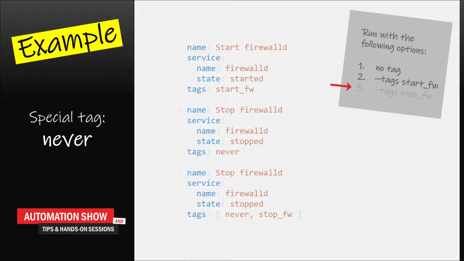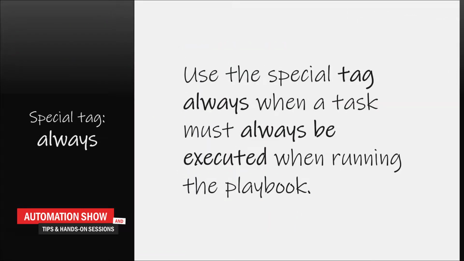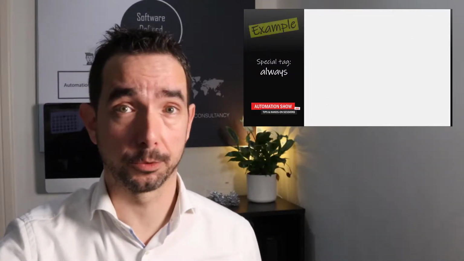Stop firewall, the first task will not execute, the middle task will never execute, and the last task will execute because the tag matched the last tag. Then the second special tag is always. Use the special tag always when a task must always be executed when running the playbook. For example, getting some facts, printing out some message.